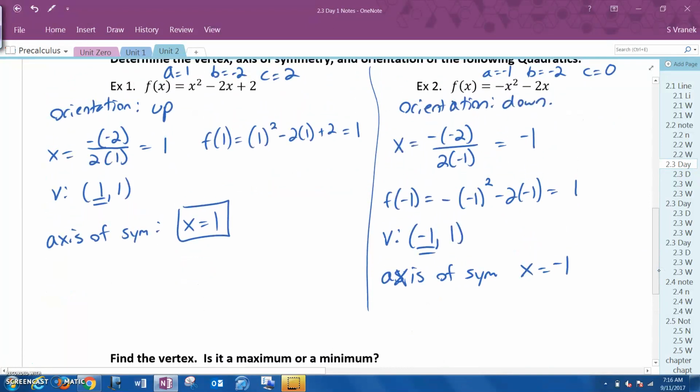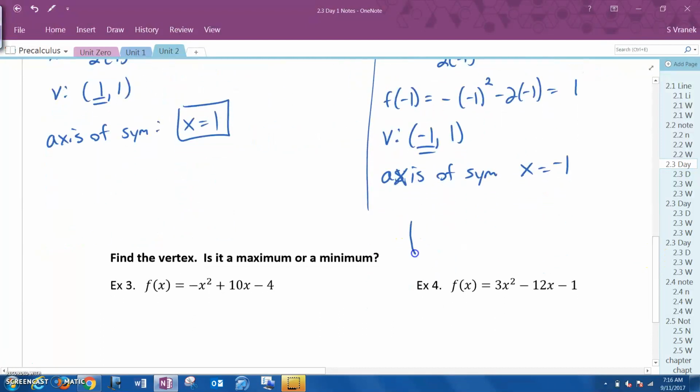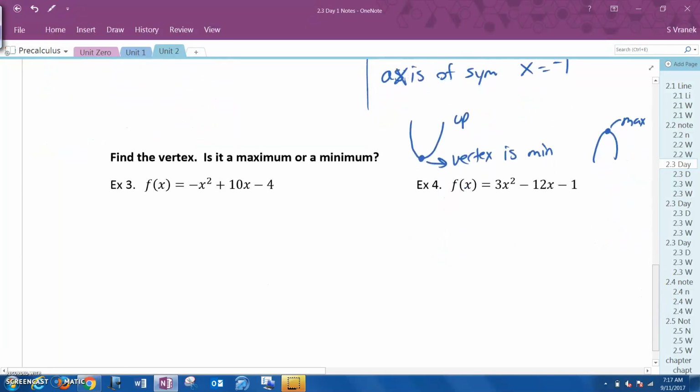Now, what's nice about the vertex, if you think about what a parabola looks like, if it opens up, then the vertex is a min, right? It's the lowest point. And if it opens down, this would be a max. So not only is the vertex helpful to find the axis of symmetry, but it tells you the maximum or minimum value, which is important when you're dealing with word problems, because sometimes I ask you, where is the maximum? Well, if you know that, you're just finding the vertex, you can do this process.